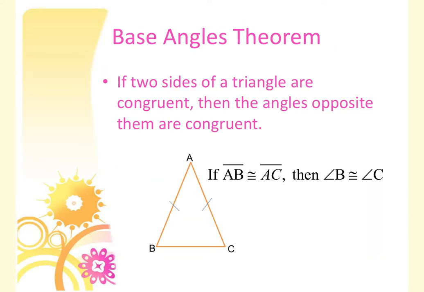The base angles theorem, which has a name so we can use it, says if two sides of a triangle are congruent, then the angles opposite them are congruent. So if I've got my triangle with two sides marked congruent, then the angles opposite them are also congruent to each other. So if AB is congruent to AC, then angle B is congruent to angle C, and we would say that is the base angles theorem.